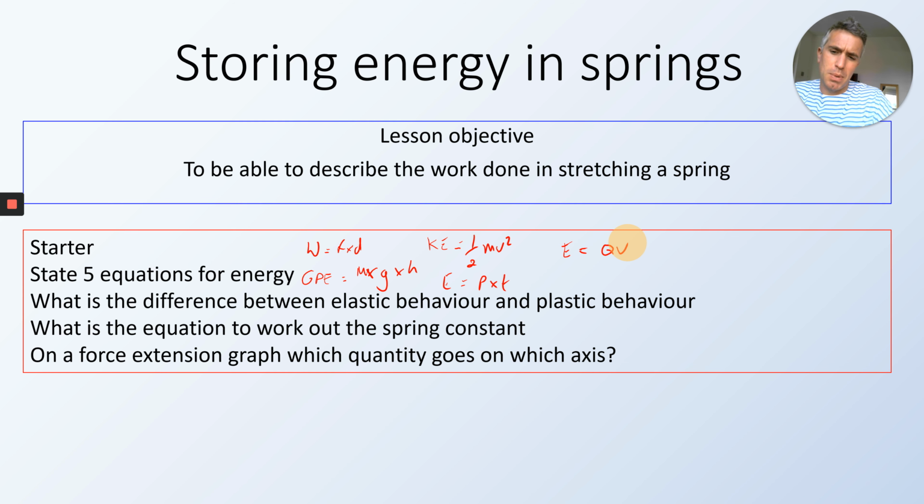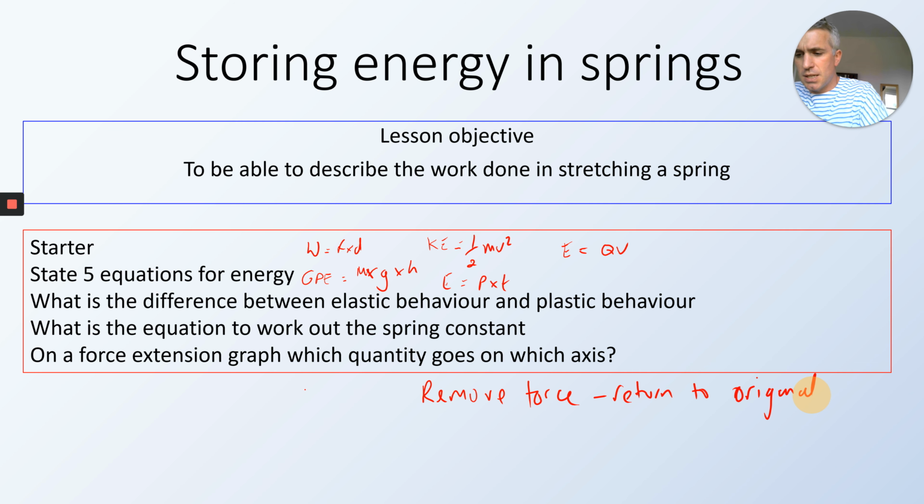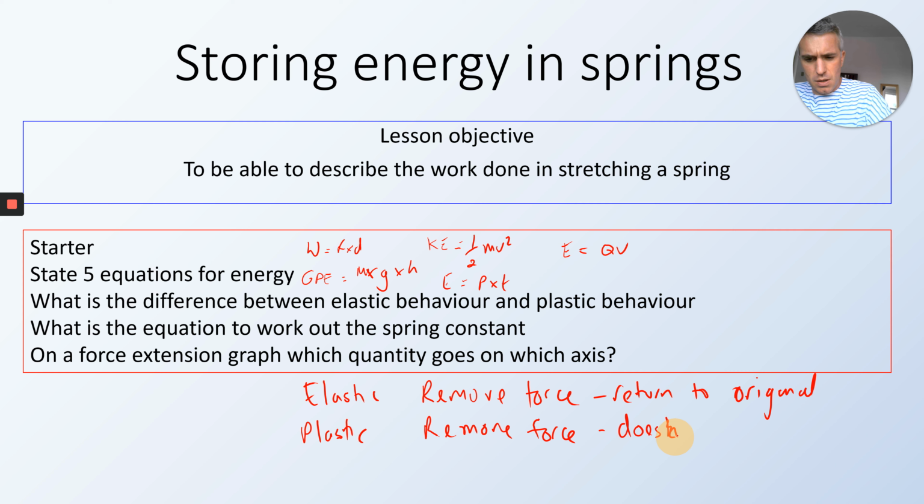What's the difference between elastic and plastic behavior? Elastic is basically remove force, return to original. With plastic, it's basically remove force, it doesn't return to original.